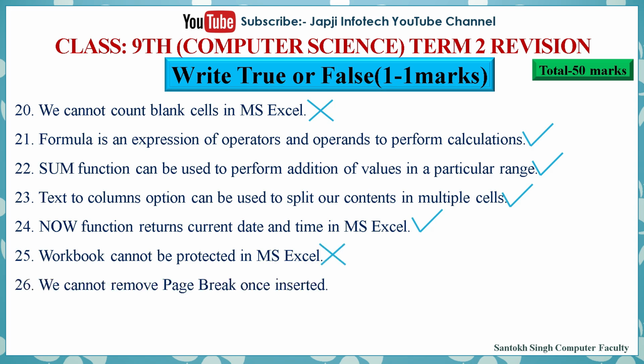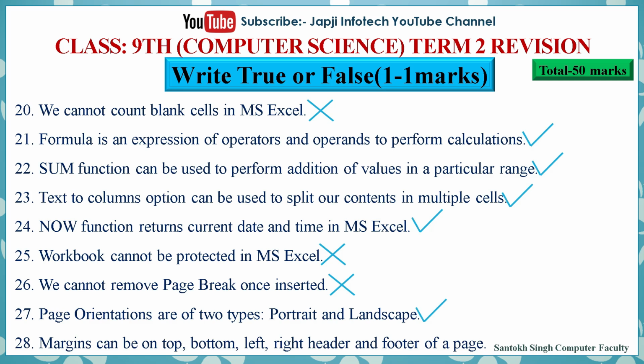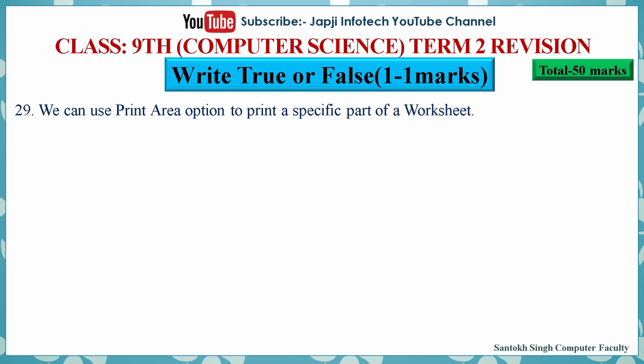Wrong. 26th one is we cannot remove page break once inserted. Wrong. 27th one is page orientation are of two types, portrait and landscape. Right. And 28th one is margin can be on top, bottom, left, right header and footer of a page. Right. And 29th one is we can use print area option to print a specific part of a worksheet. Right.